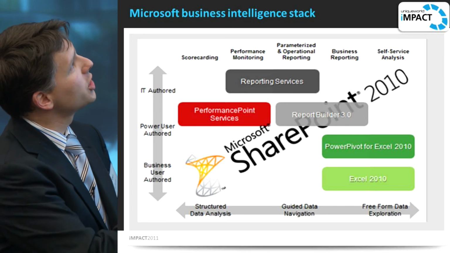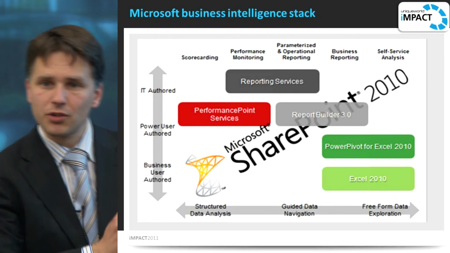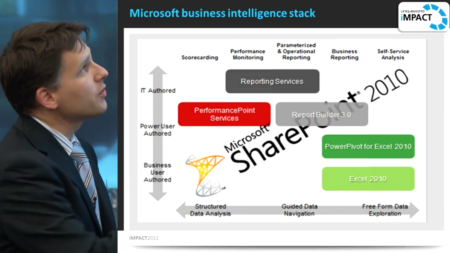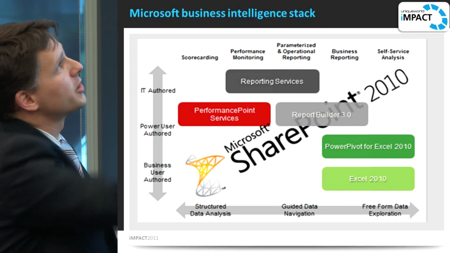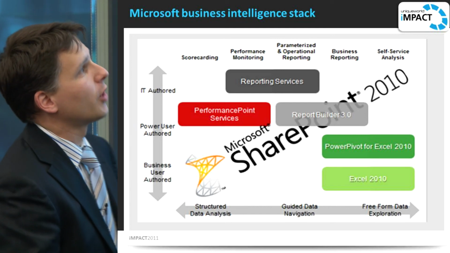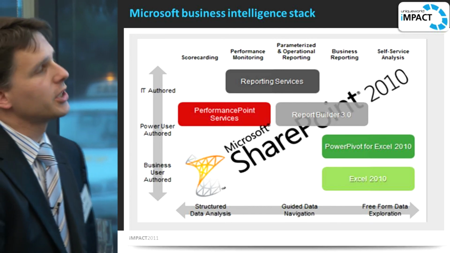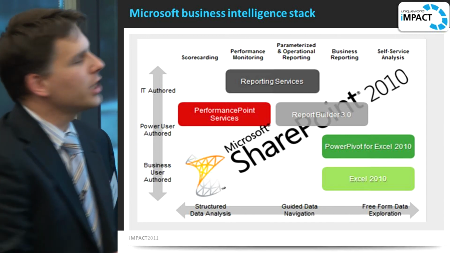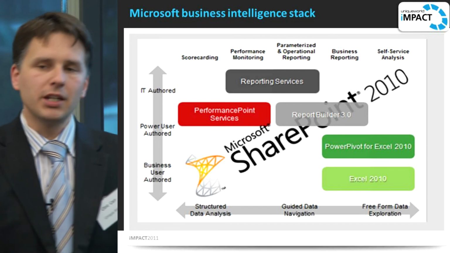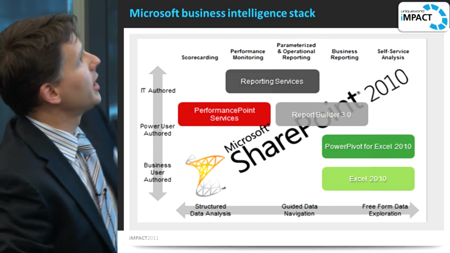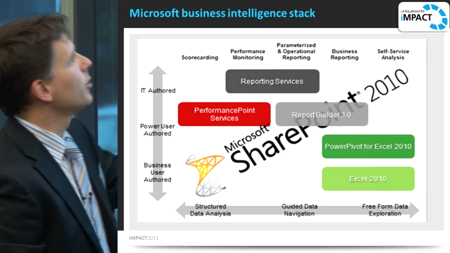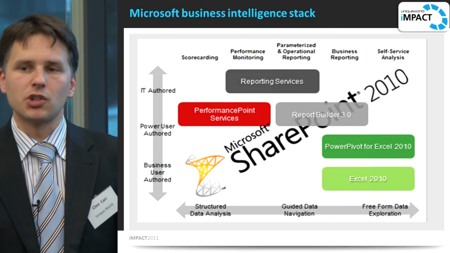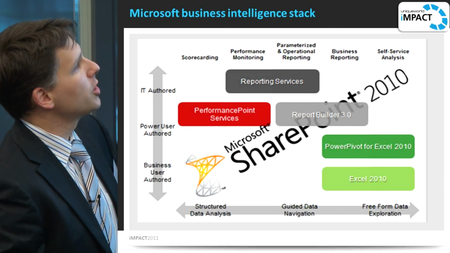We're going to quickly jump through this and go to this screen here, because it brings it all together a little nicer than that last bit of text. Microsoft has broken business intelligence down into five sections: scorecarding, performance monitoring, parameterized and operational reports, business reporting, and self-service analysis. This is a great matrix because it provides what technology and who creates this business intelligence. The left-hand side is IT authored, power user authored, and business user authored. So based upon the type of reporting or business intelligence an end user would want to be doing, we can see the sort of person that can be doing that.